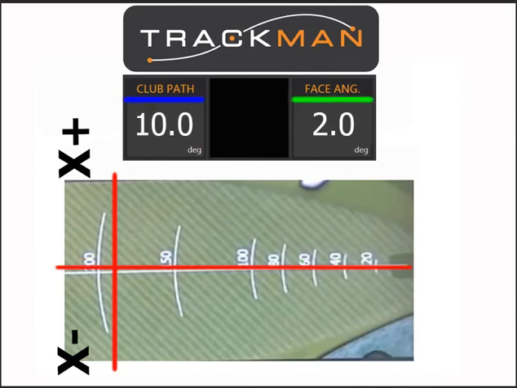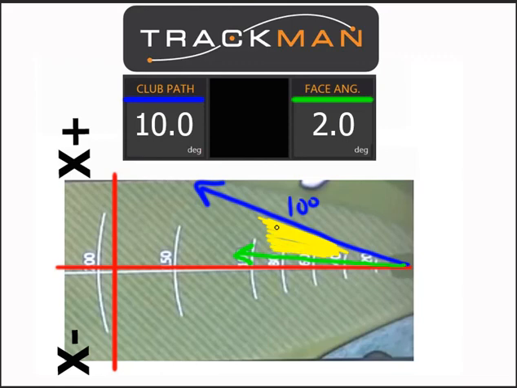And then finally, the fourth one, a hook. If we had a more severe in to out path, and the face angle is pointed more down the target line, open yet at 2 degrees, but look at the differential there, larger differential. We know the ball starts where the club face is pointed and curves away. How much? This differential, so this would be a hook.